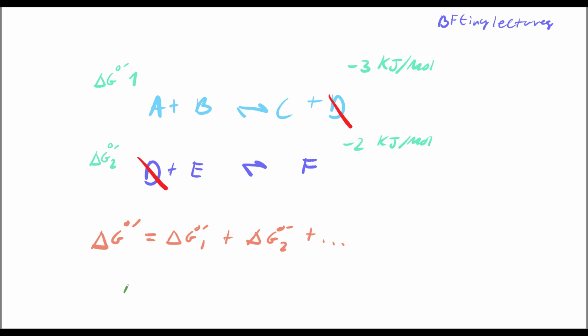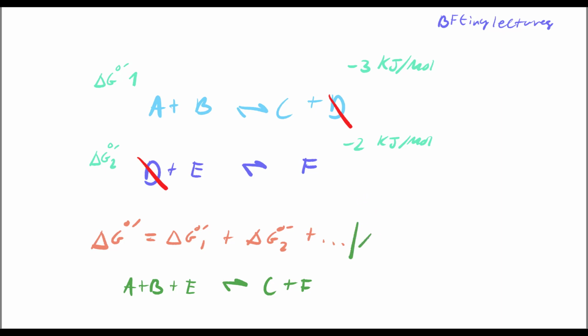We can say that A plus B plus E is going to give us C. Let me redo that because it does not look good. There we go. C plus F. All right, so that's the overall reaction. Now, will that reaction go into completion? Let's find out.